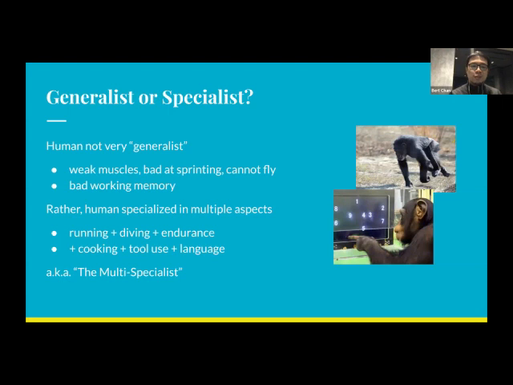In contrast, we are very good, specialized in multiple aspects. As mentioned, we are good at running, diving, and endurance, and we also engage in activities like cooking, tool use, and vocal communication. It seems we are very good in these few aspects, and they make us what is human. So rather than a generalist, I would say that humans are multi-specialists.